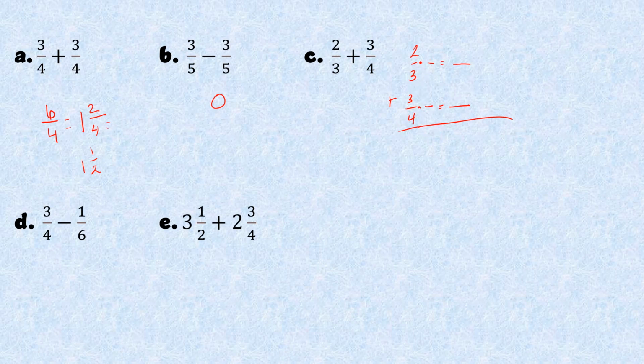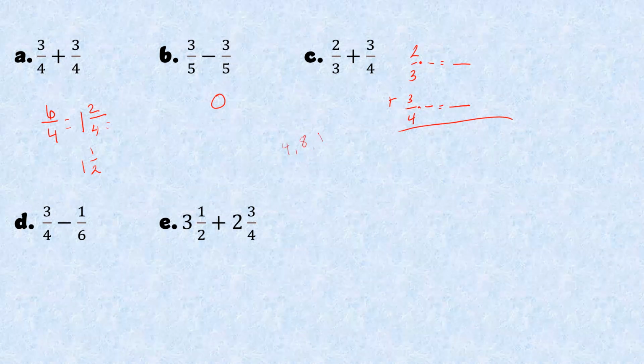So let's think of the multiples of 4. 4 times 1 is 4. 4 times 2 is 8. 4 times 3 is 12. Well, 3 times 1 is 3. 3 times 2 is 6. 3 times 3 is 9. 3 times 4 is 12. So the lowest number they have in common is 12. So that's the denominator we want to use.